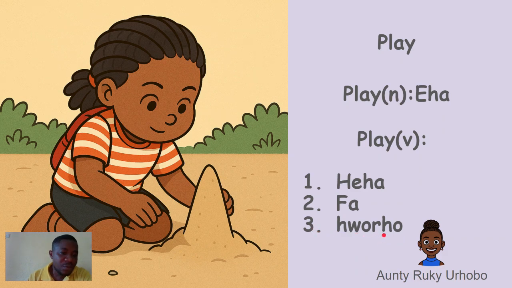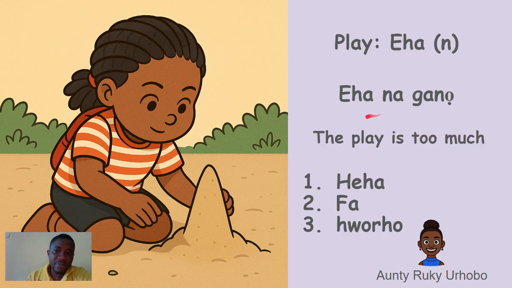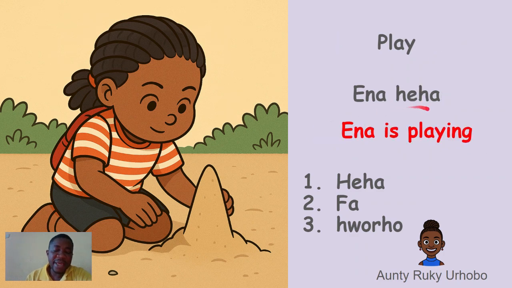So let's make examples with them. Heha na gano. This is a noun. The play is too much. Heha na gano. The play is too much. Ena heha. Ena is playing. Ena heha. Ena is playing.